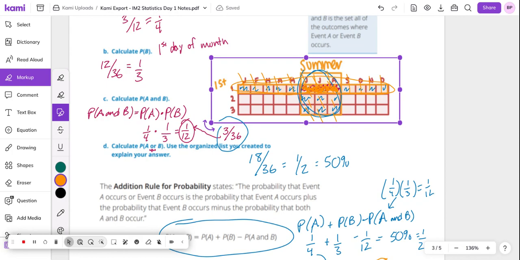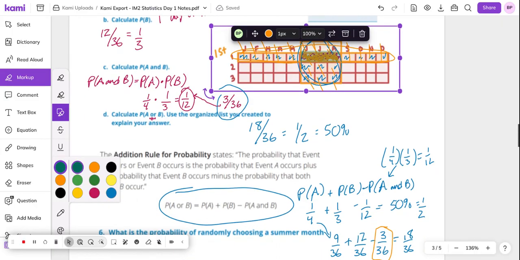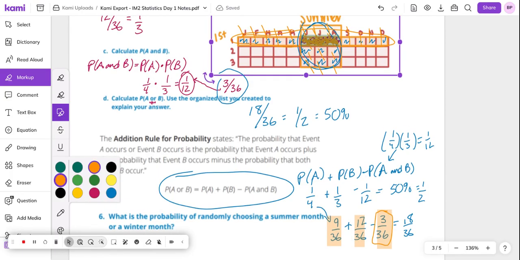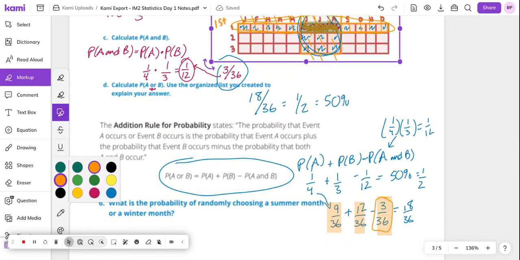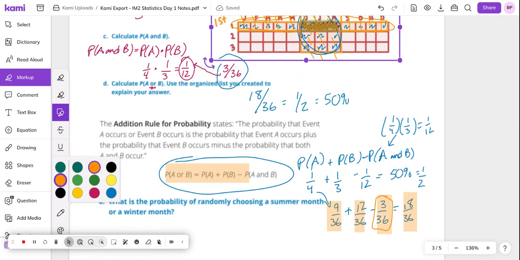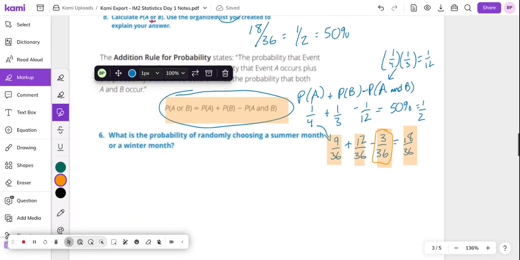Let me highlight these so you can see it a little bit better. You double count those 3 days right here. And because you double counted them, you have to subtract them out right here. You can't count the same day twice. Each day only happens once. So when you consider 9 out of 36 and then 12 out of 36, 3 of those days were counted twice, June 1st, July 1st, and August 1st. So you have to subtract out the overlap, which is why we go minus 3/36, okay? Which results in 18/36. Now again, you can trust this formula moving forward, okay? And why does it work? Well, we just showed it with this sample space and with this image.